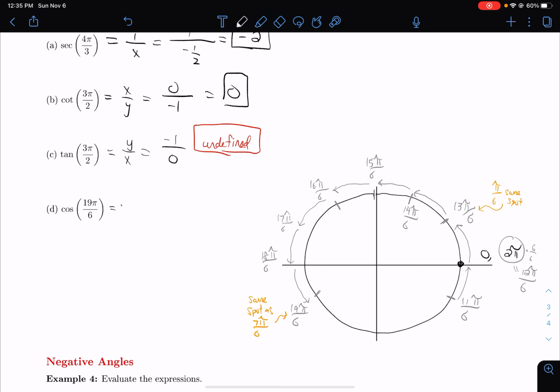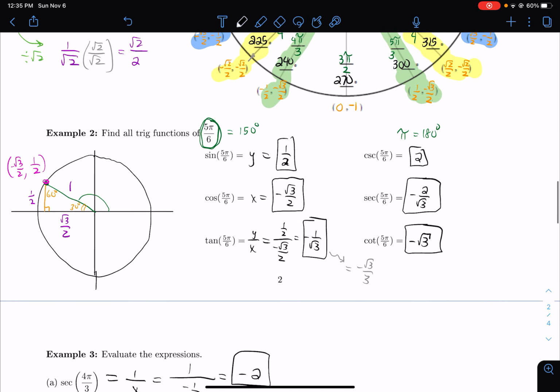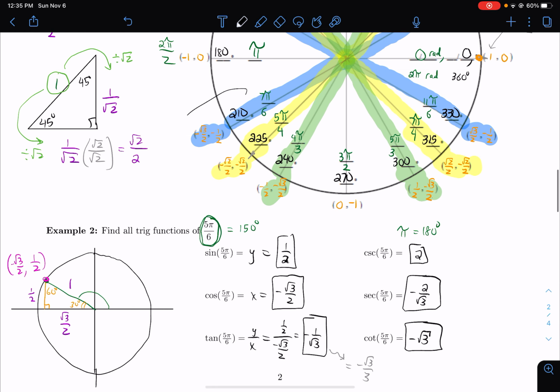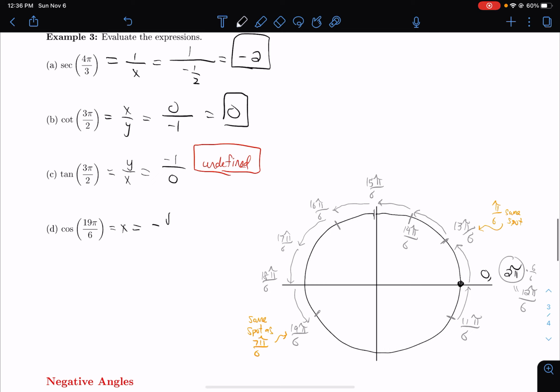Cosine, I know, is my x-coordinate. And if I look at my unit circle to see what the x-coordinate is where 7 pi over 6 is, it's just negative root 3 over 2. That is negative root 3 over 2, and that is my answer.